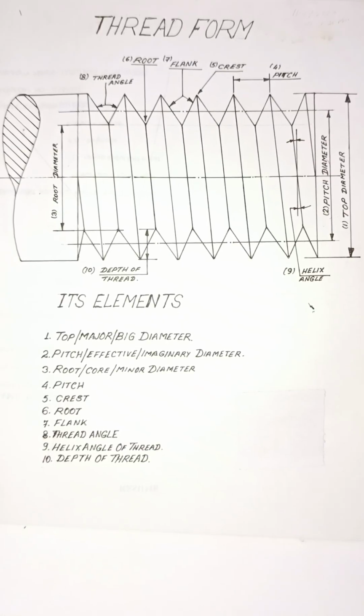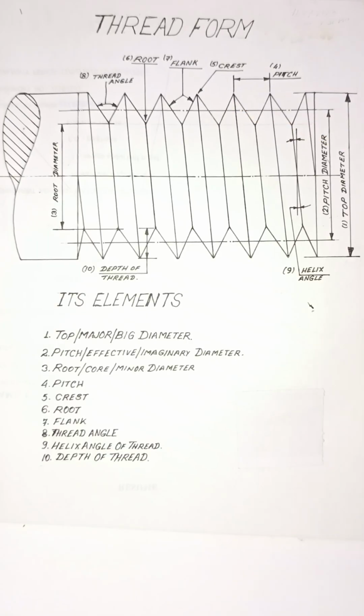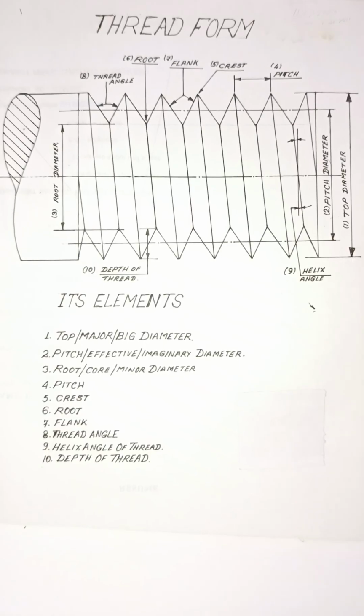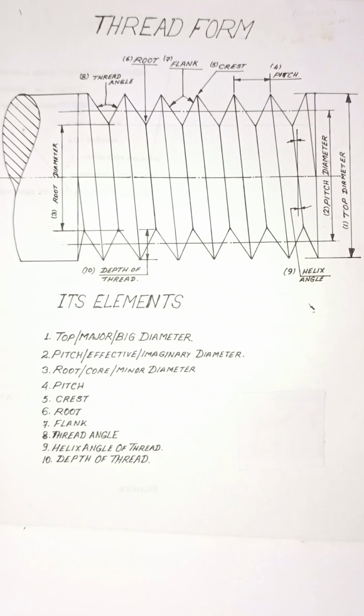And for metric thread, millimeter thread, this angle is 60 degree. So the angle of the thread may be 55 degree, 60 degree, or 47.5 degree. Whatever template is shown here, it is a V-shaped thread.